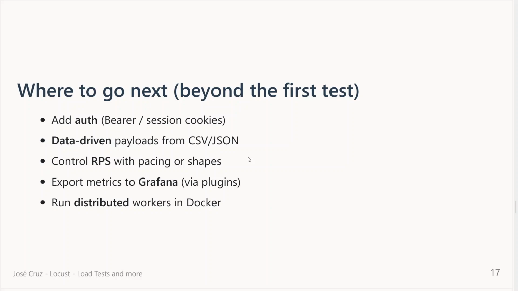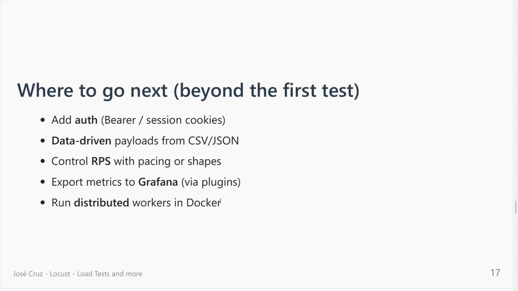For instance, maybe you want to send repetitive data to see how your application handles it, if it breaks or not, if you are trying to insert the same data multiple times and things like that. You can even use this kind of load testing platform for a functional approach. I don't know if they're the best ones, but you can use them for that. Of course, you can control the requests per second with pacing and shapes, as we did before. It's possible to export metrics to Grafana via plugins.